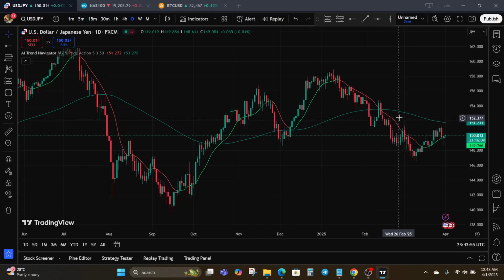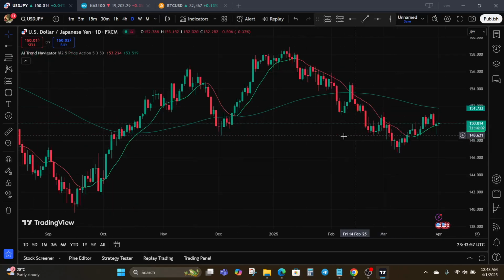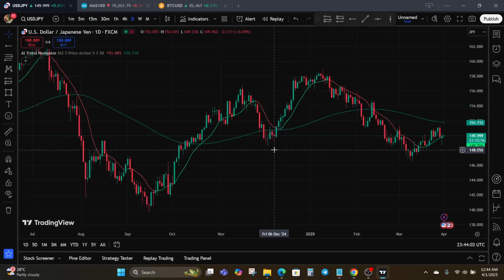So how does this indicator work? Well, the AI Trend Navigator scans price action, detects momentum shifts, and marks trend direction changes on your chart. It's designed to filter out noise and focus only on high probability trend signals. So let me just break it down in simple terms here.